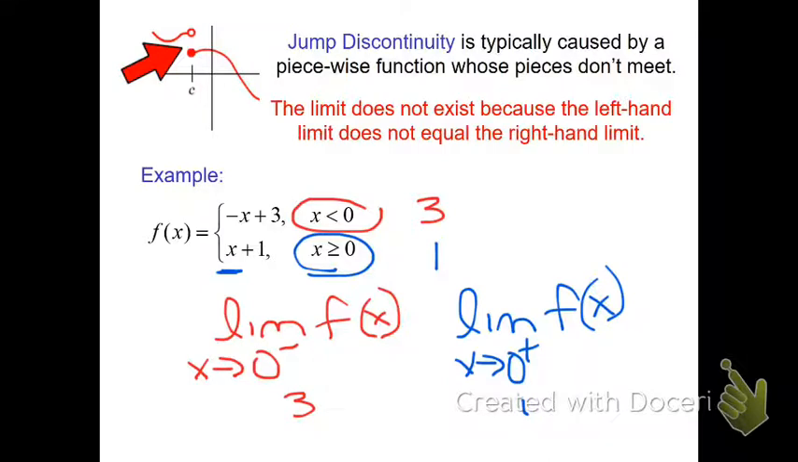So clearly it's not continuous. The limit doesn't even exist. So you can stop now. If these are not equal, it's not continuous. Okay?